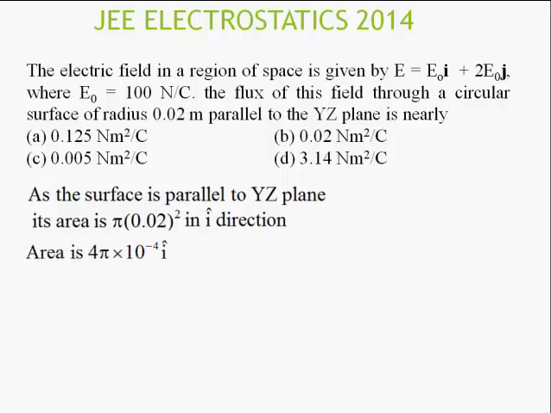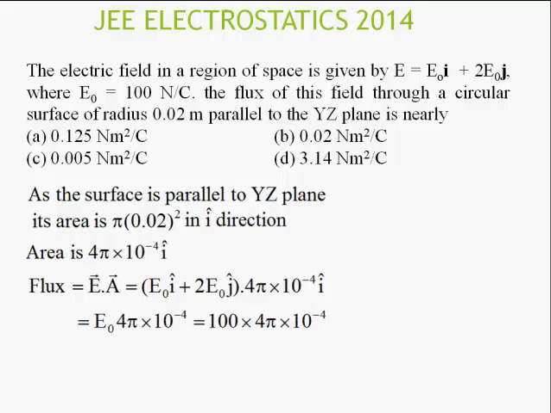Now I make the area as 4 pi 10 to the minus 4 i. Now flux is E dot A. E naught and A are already given to me, and I multiply. i dot i is 1, i dot j is 0. You can see the value comes out to be 100 into 4 pi 10 to the minus 4.